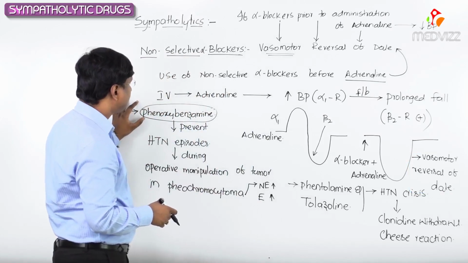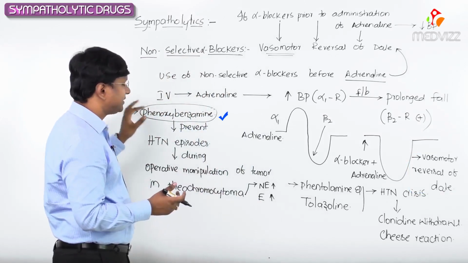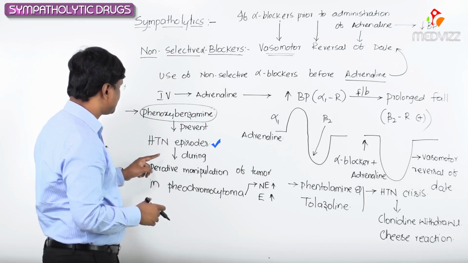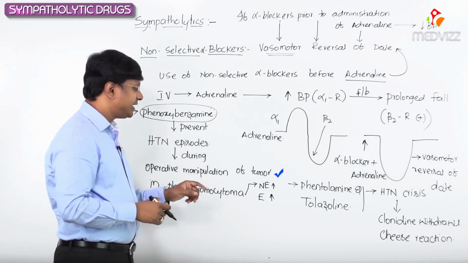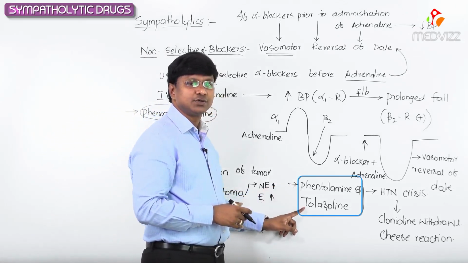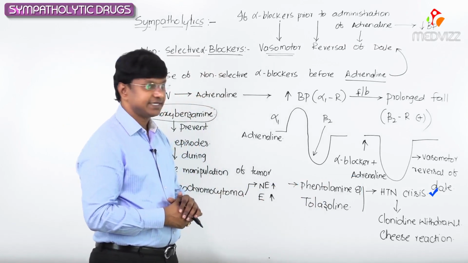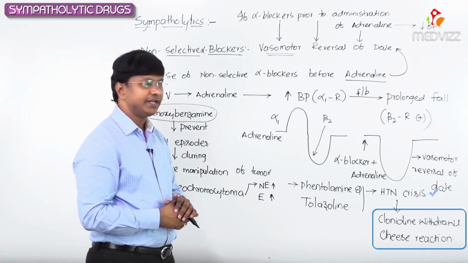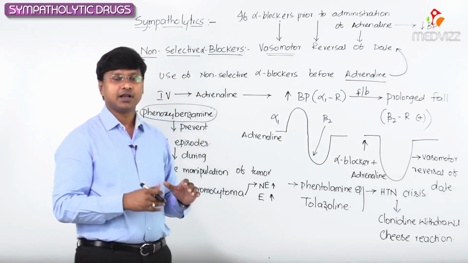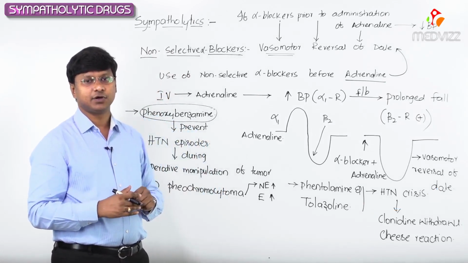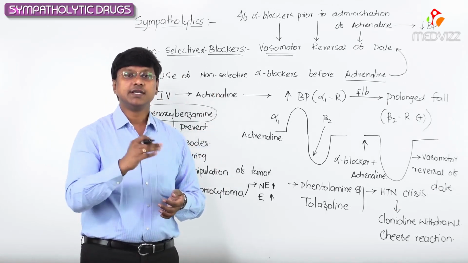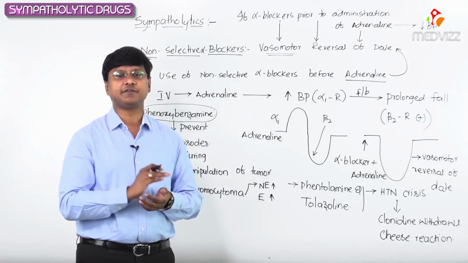Next, you take the irreversible blocker phenoxybenzamine. Clinically, where do we use this? It is used to prevent the hypertensive episodes during operative manipulation of the tumor in pheochromocytoma. And phentolamine as well as tolazoline are used in hypertensive crisis in conditions of clonidine withdrawal as well as Cheese reaction. Now let me discuss the selective alpha 1 blockers. Until now, what we have discussed is the non-selective alpha blockers. Now let me discuss the selective alpha 1 blockers.